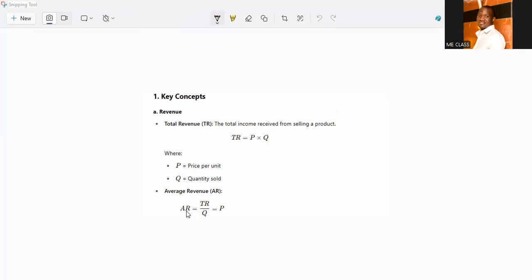AR is the average revenue. Average revenue is given by total revenue over quantity. In most cases, it's equivalent to the price.